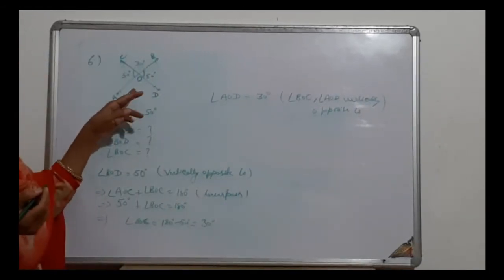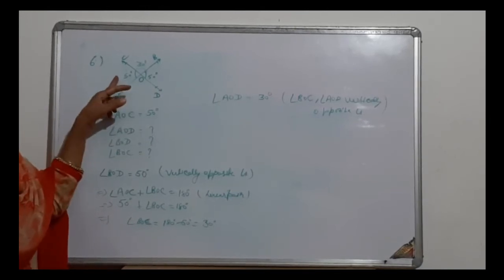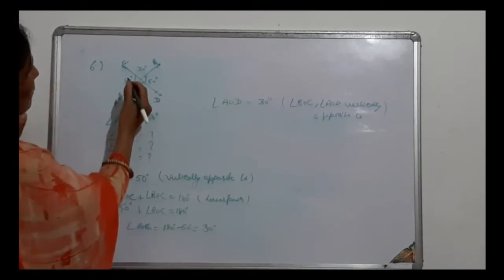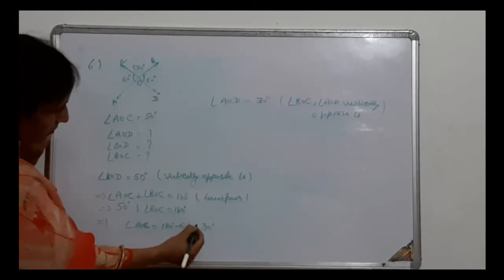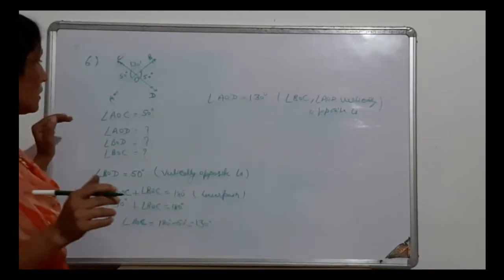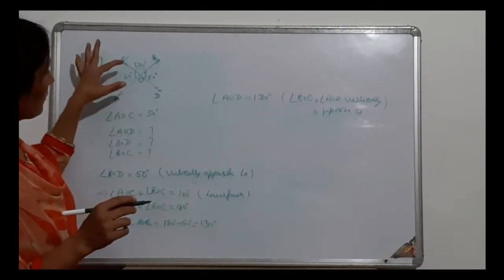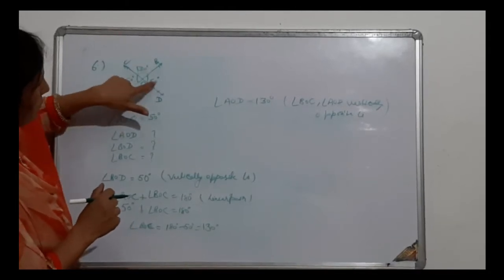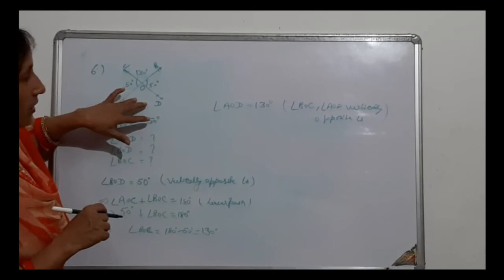You can find this angle by linear pair also, because this is 50 degrees, so it will be 130 degrees. So we can write this also 130 degrees. We can find angle AOD by linear pair also, because this is 50, so it will be 130 degrees.